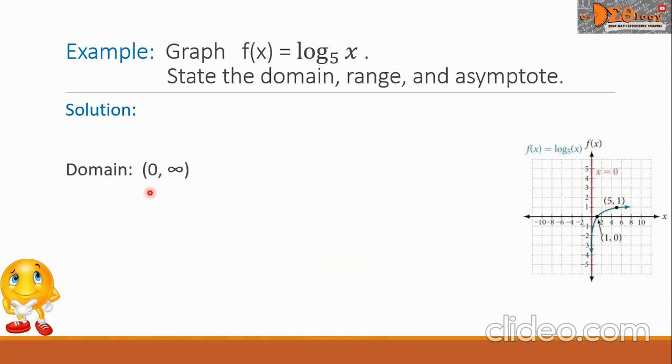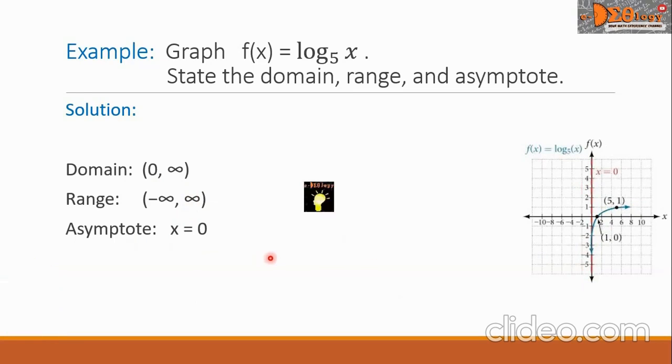Now for the domain, we write from 0 to positive infinity. The range from negative infinity to positive infinity. And the asymptote, which is the line x equals 0 or the y-axis itself. This is the final answer.